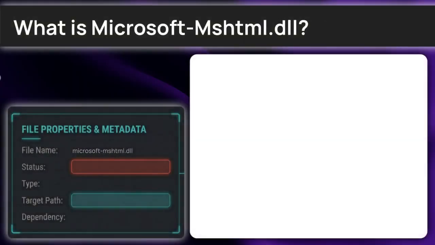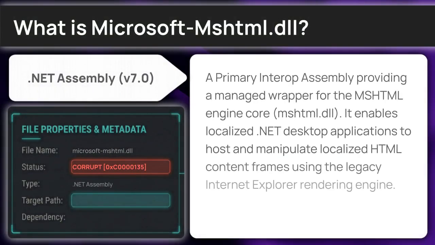This is the Microsoft-mshtml library, a primary interop assembly providing a managed wrapper for the MS-HTML engine core, MS-HTML.dll. It enables localized .NET desktop applications to host and manipulate localized HTML content frames using the legacy Internet Explorer rendering engine. With that context in mind, our first logical step is a clean reinstallation.